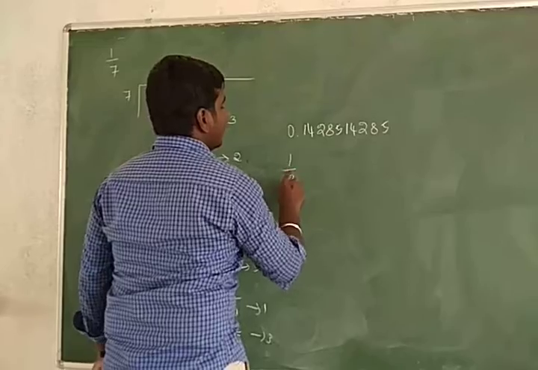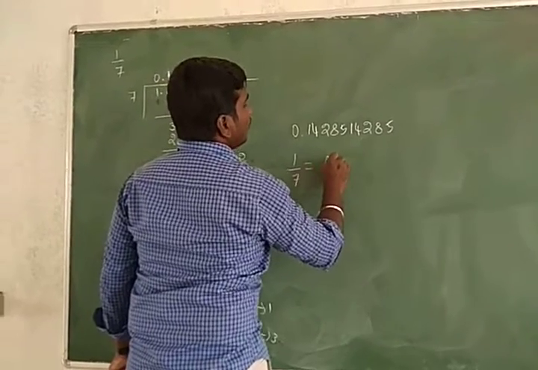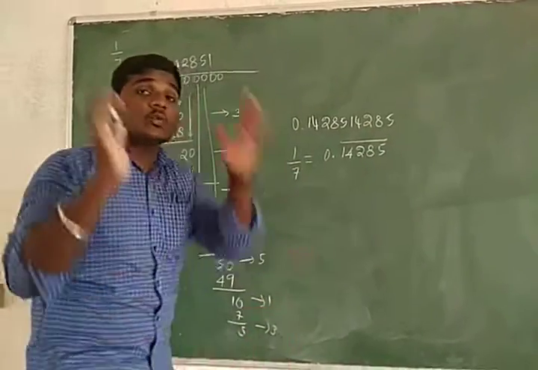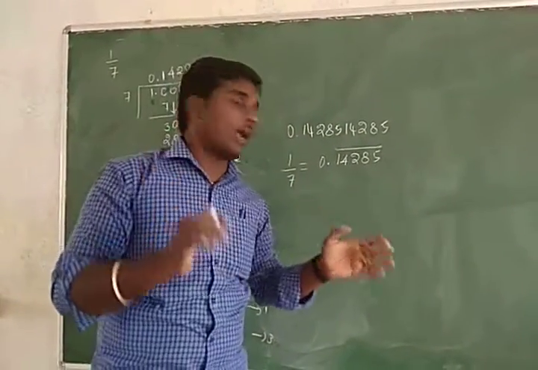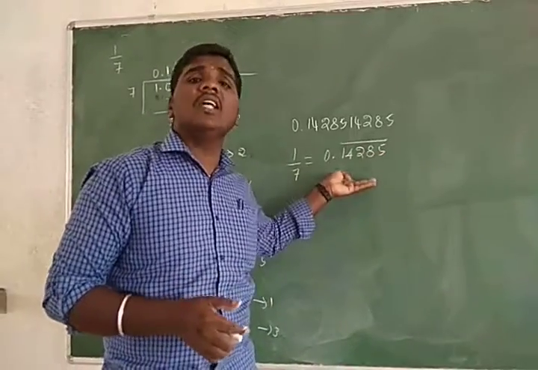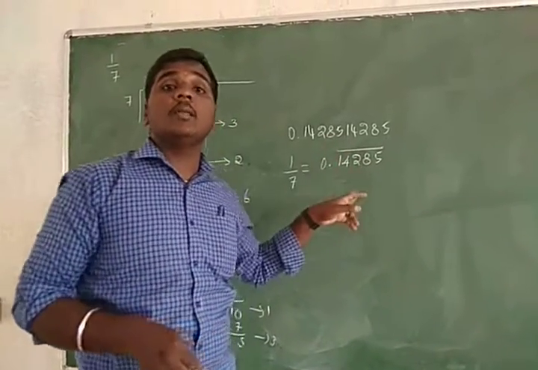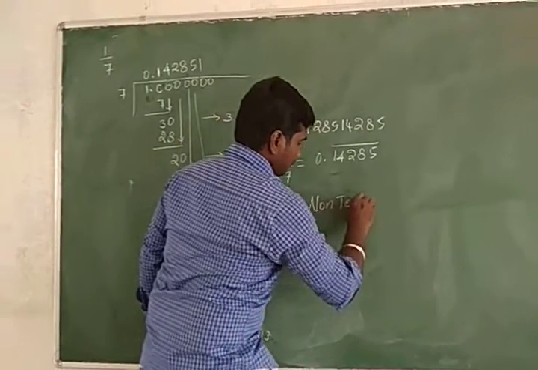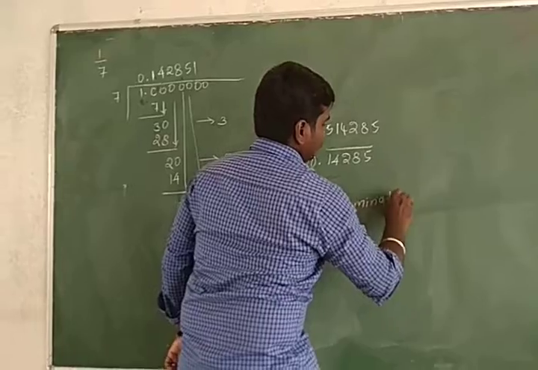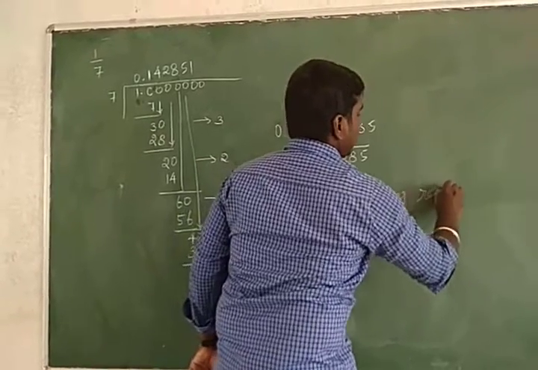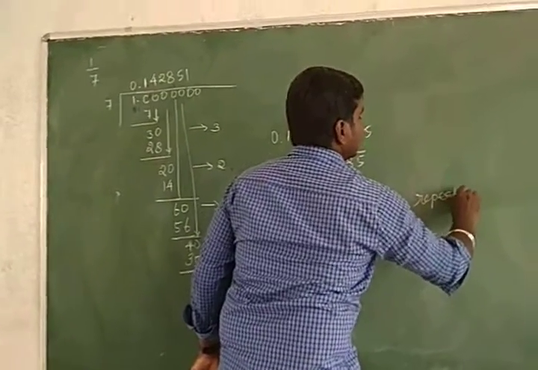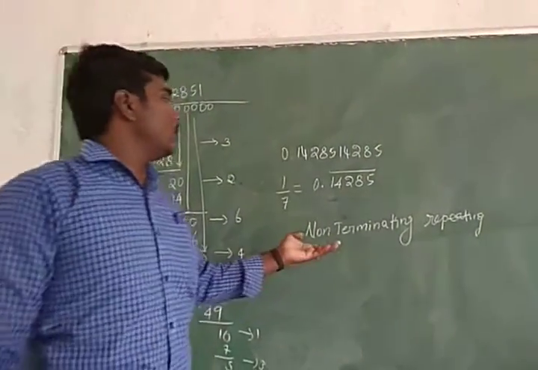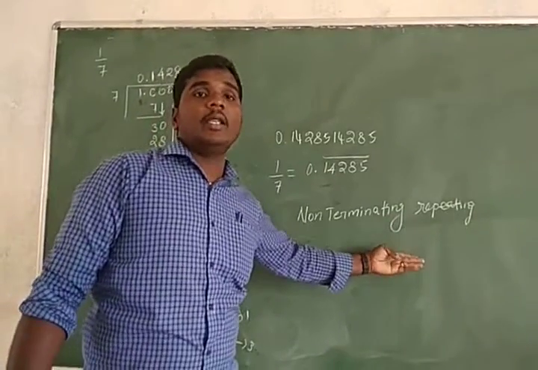So 1 by 7 will be written as 0.14285 with a bar. These 5 digits repeat as one block. So it is non-terminating repeating. Okay, so 1 by 7 is rational, and its decimal expansion is non-terminating repeating.